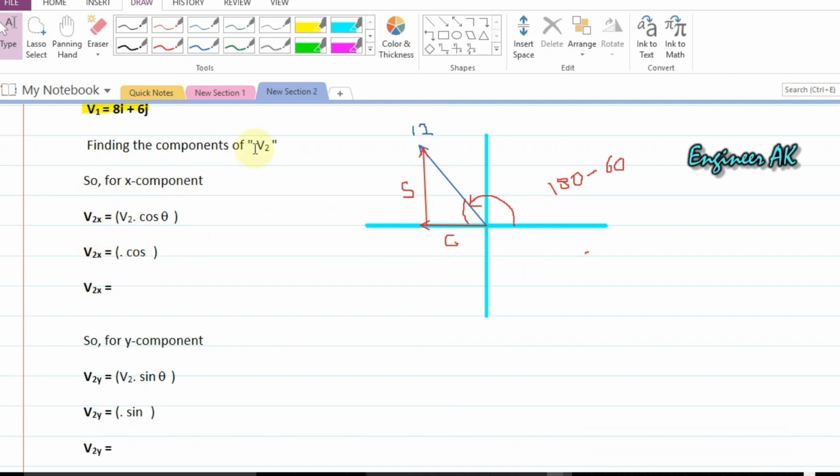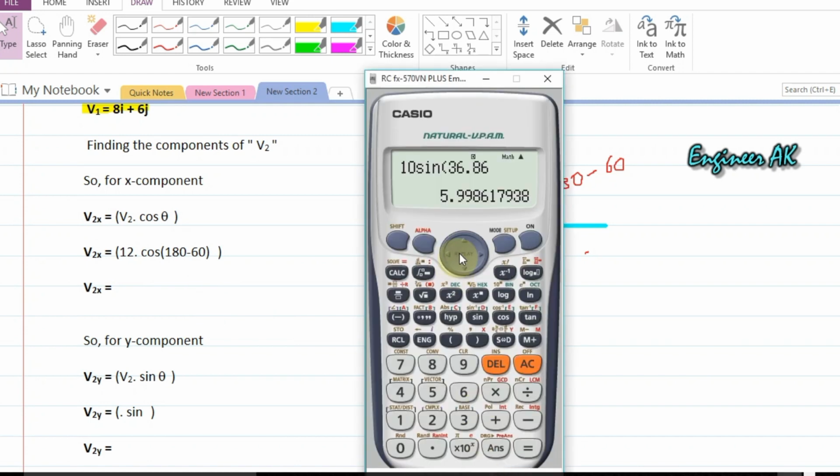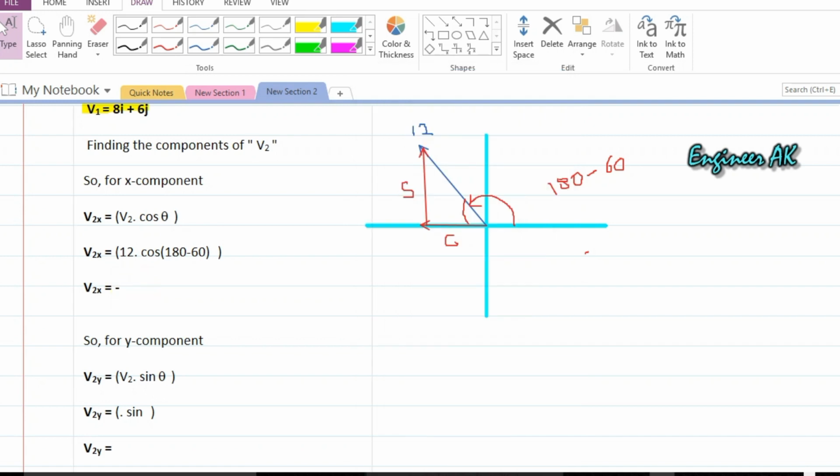So here if I want to find the x component of the v2 vector, I will just plug the values here. So it's 12, and the angle is 180 minus 60, right? So if I plug in this value in calculator, 12 multiplied by cos 180 minus 60, here we go. So it comes out to be minus 6, right? Minus 6i, because it's the unit vector in the x direction, so minus 6i.